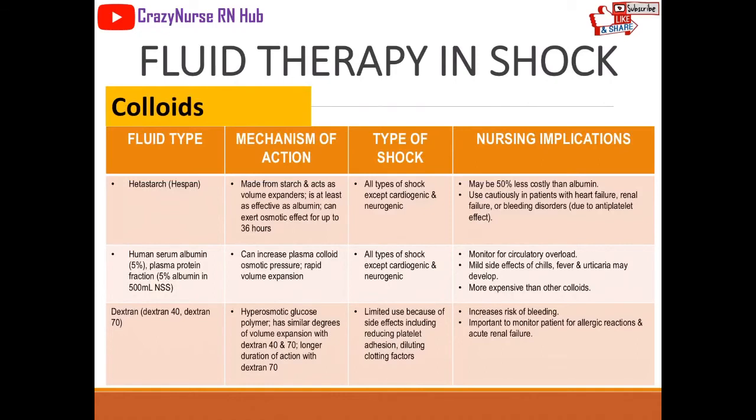Lastly, we have your dextran. That includes your dextran 40 and dextran 70. These are hyperosmotic glucose polymer, and they have similar degrees of volume expansion with dextran 40 and 70, and it has longer duration of action with dextran 70. It is with limited use because of side effects including reducing platelet adhesion, diluting clotting factors. It increases the risk of bleeding, and it is important to monitor patient for allergic reactions and acute renal failure.